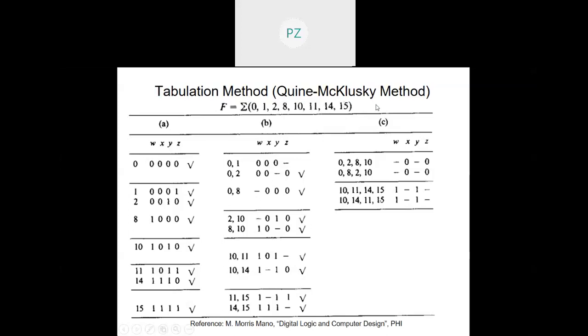How to do it using K-map? That we already know. We'll have to have a 4 variable K-map in order to minimize. So that we have practiced and we have seen already. Let us see how do we do it using tabulation method.